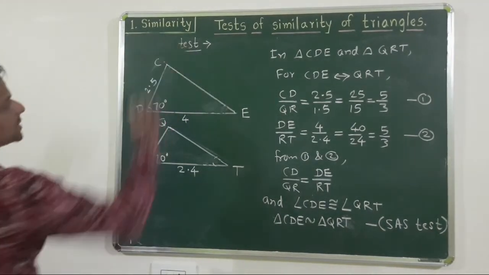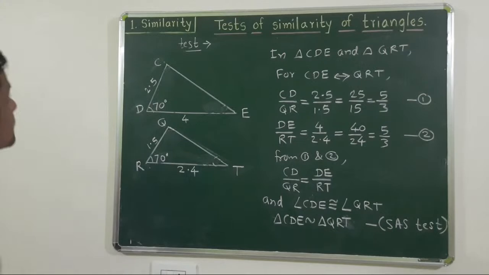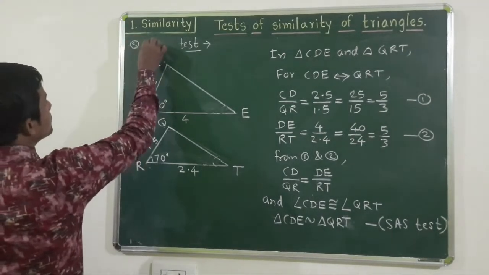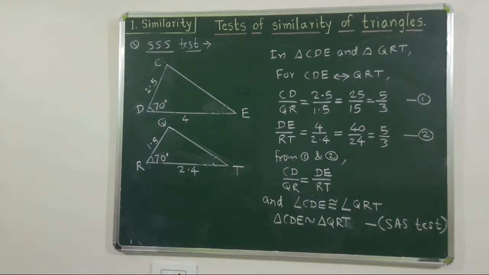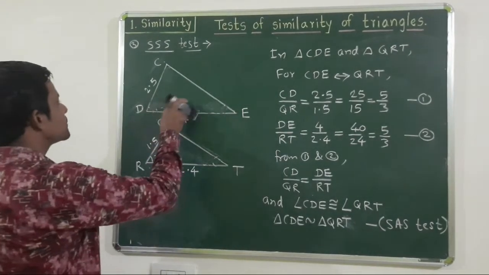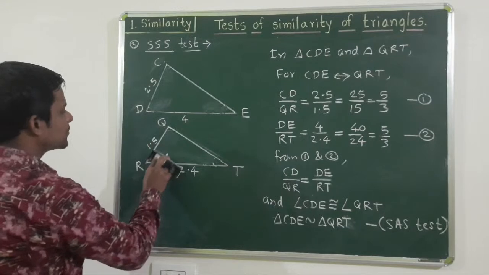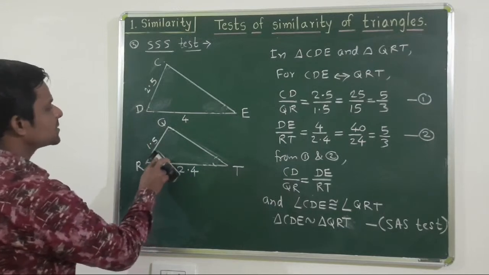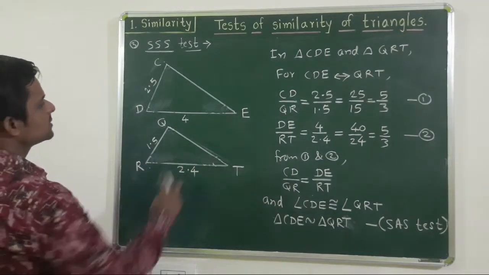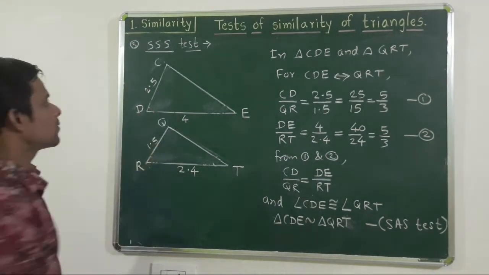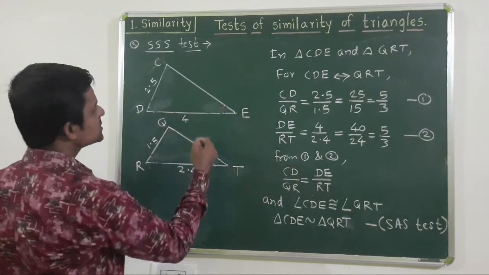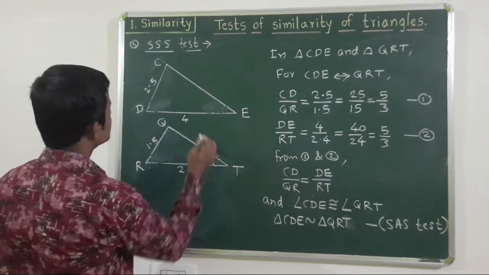Now test number 3 is SSS, side side side test. I'm going to erase only this angle. I don't want angle now. Only information about three sides is given. I'm keeping this information about sides as it is. Only I want is about third side, that is CE and QT.